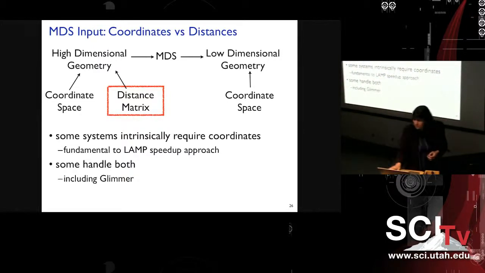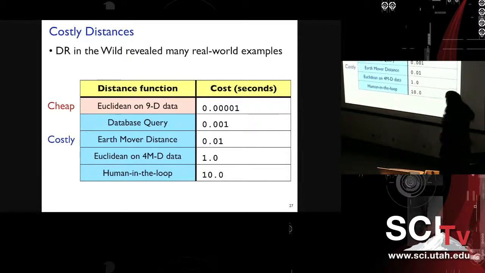And so this question of, do you have very costly distances so that you would even care? If it turns out that all of the distances are cheap, then maybe it's not so interesting to worry about. What we actually discovered, and this gets back to that Deer on the Wild project, is there's a bunch of interesting cases where you do actually have expensive distances. So here's the kind of standard cheap one where you're using some kind of Euclidean distance. But there are some interesting other ones.